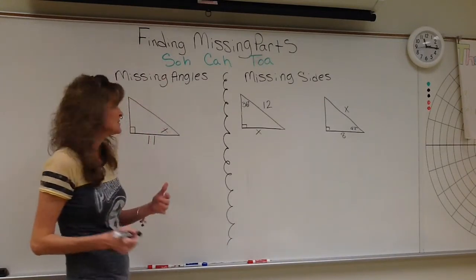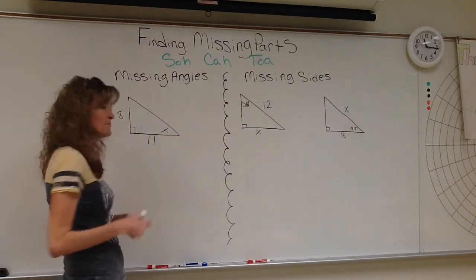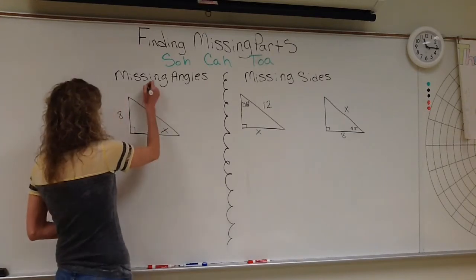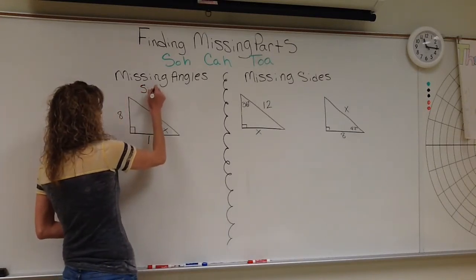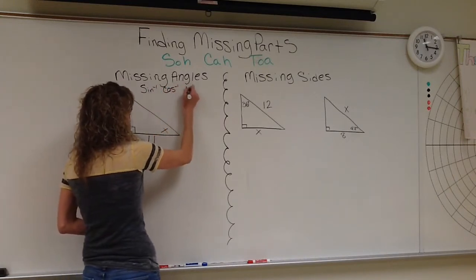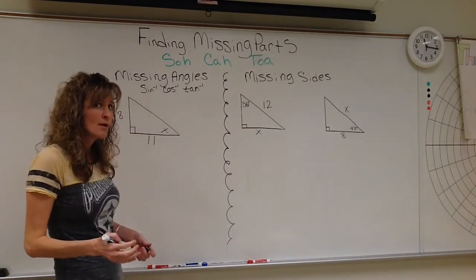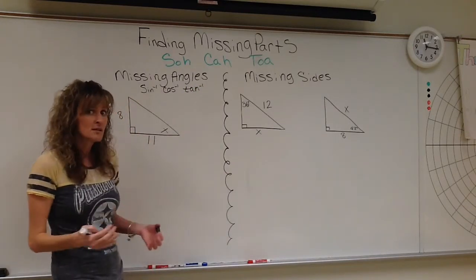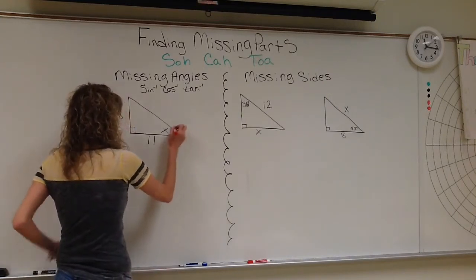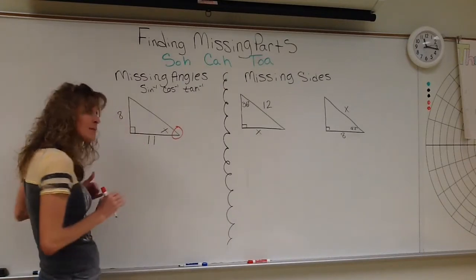If we have a missing angle, so the variable is in the angle position, remember that you're actually going to use the inverse functions in your calculator. So I'm either going to use sine inverse, cosine inverse, or tangent inverse. I'm going to use SOH CAH TOA to figure out which inverse that I'm going to use. So I want to circle my angle, just like I always do. That's the first step.